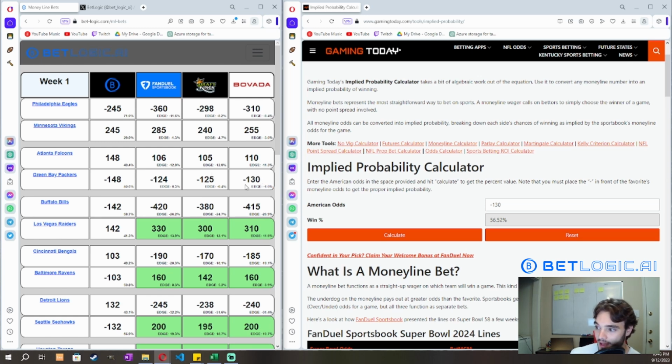But again, for that implied probability, in order for a minus 130 bet to be considered profitable, you would have to think that the Green Bay Packers have a greater than 56.5% chance of winning that football game.